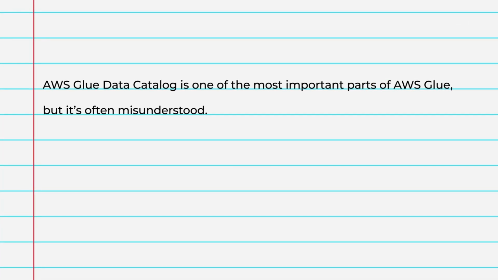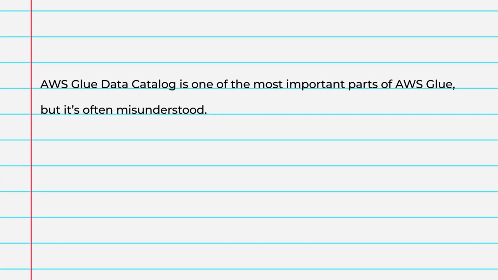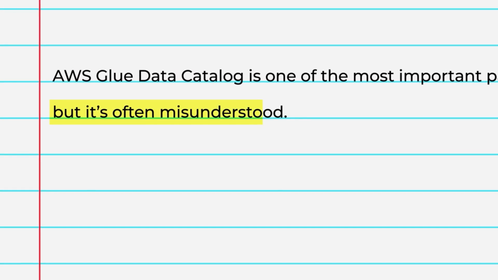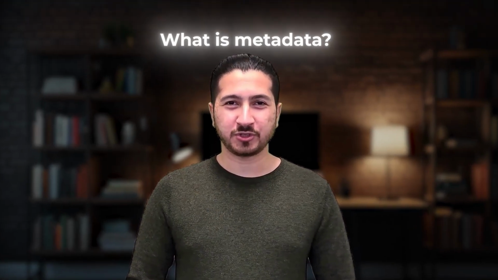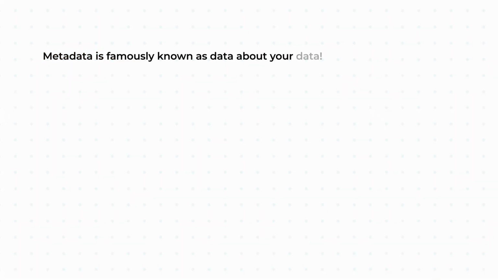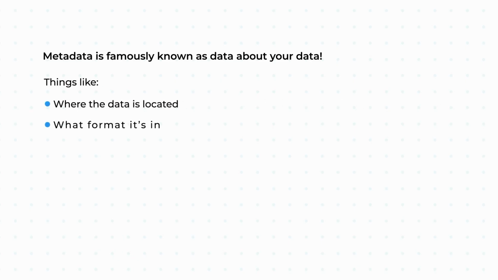AWS Glue Data Catalog is one of the most important parts of AWS Glue, but it's often misunderstood. People assume it stores data, but it doesn't. What it actually stores is metadata. Now, you might ask, what is metadata? Metadata is famously known as data about your data. Things like where the data is located, what format it's in, and how it's structured.